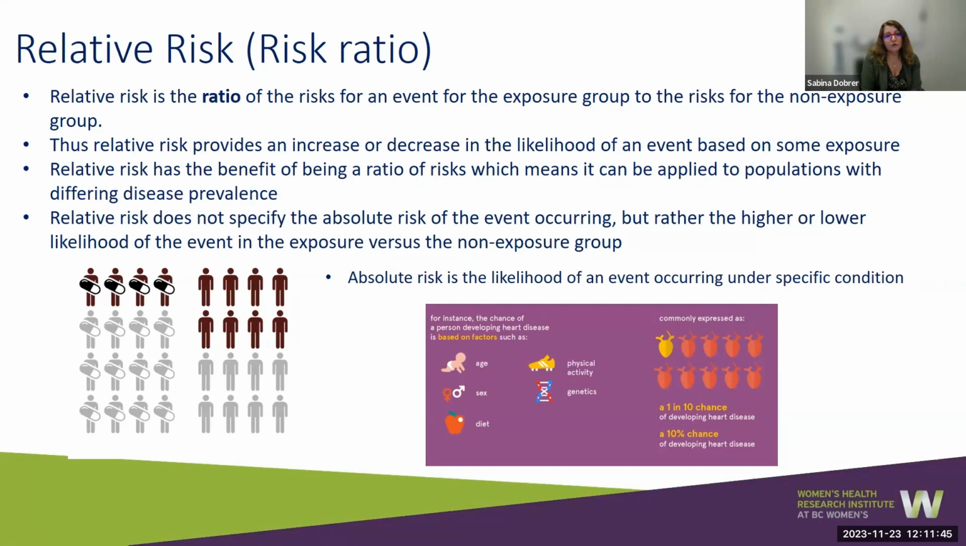Relative risk has a benefit of being a ratio of risk, which means it can be applied to populations with different disease prevalence. Exposed and not exposed people might have different prevalence, but we can report our results as the risk between exposed and not exposed. Relative risk does not specify the absolute risk of the event, but rather a higher or lower likelihood of the event in the exposed versus not exposed population.